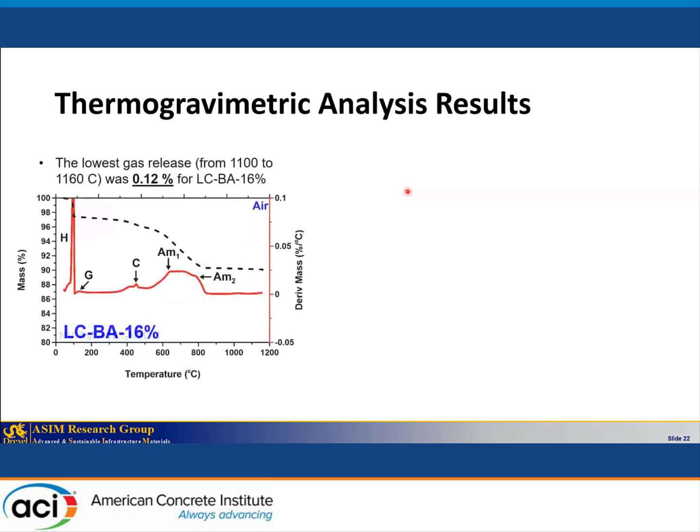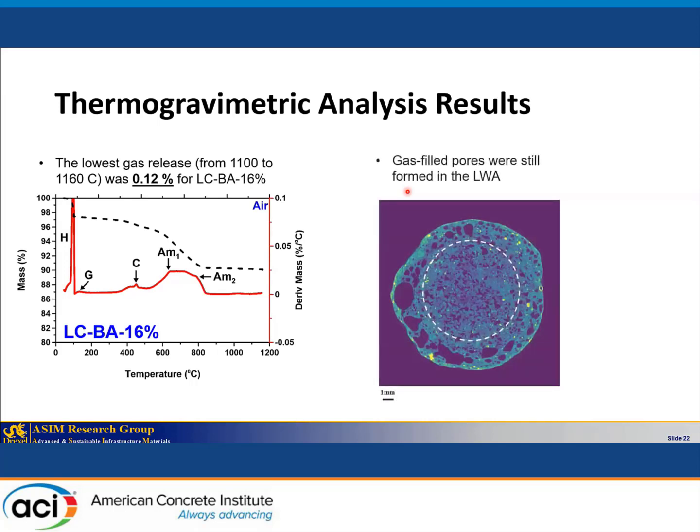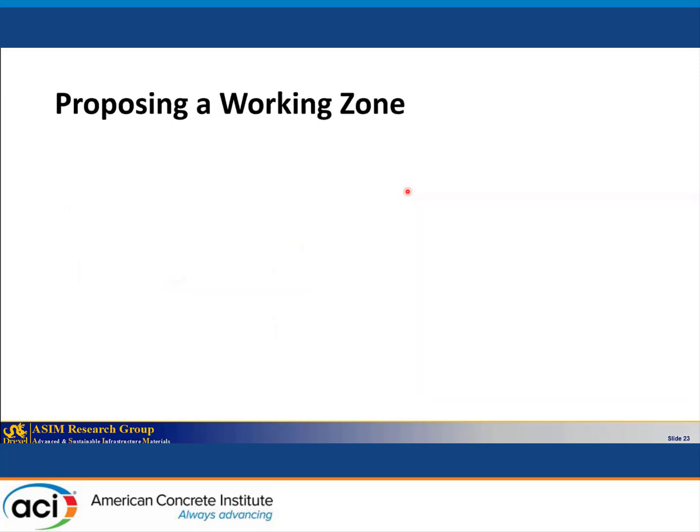The minimum amount of gas release that we captured was for low calcium bottom ash lightweight aggregate with 16% NaOH, which was about 0.12%. When we correlated that with the X-ray observations, the suggestion was that gas-filled pores were still formed, and that this minimum amount of gas release, 0.12% of the lightweight aggregate mass, could still create those big bubbles in the lightweight aggregate for us.